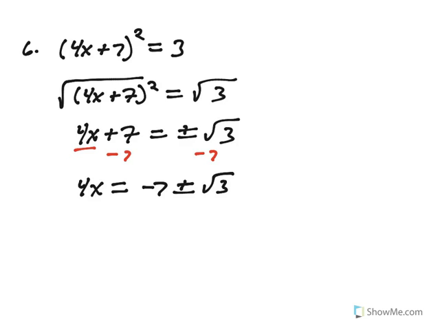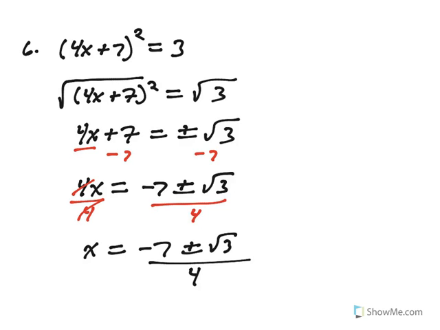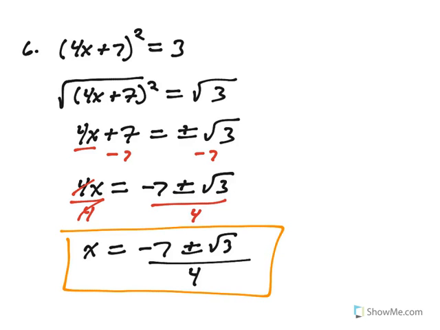And then I don't want 4x, I want just x. So I'm going to divide this whole thing by 4. So that this cancels. And then that would be your answer. Negative 7 plus or minus the square root of 3, divided by 4. Okay, so we'll do one last one.